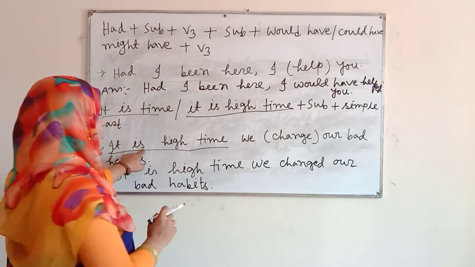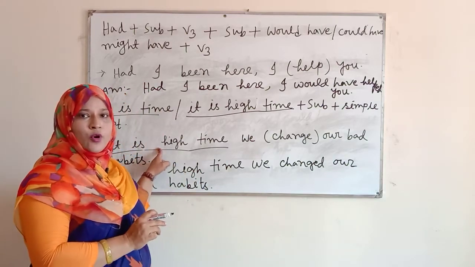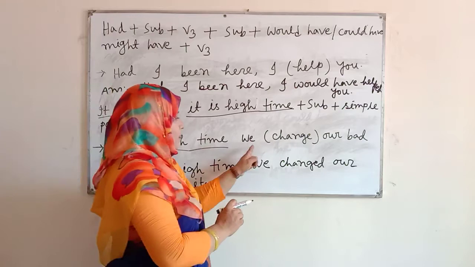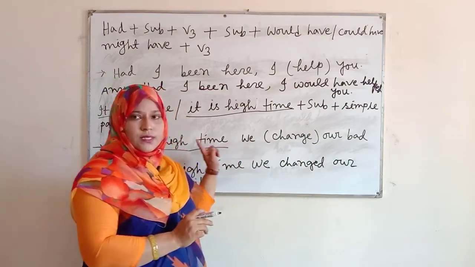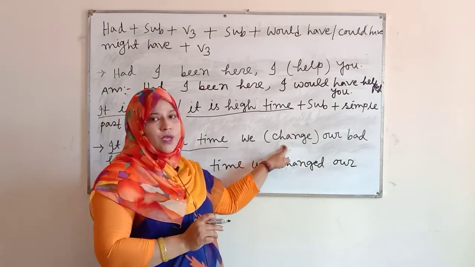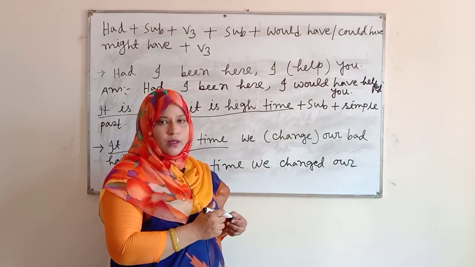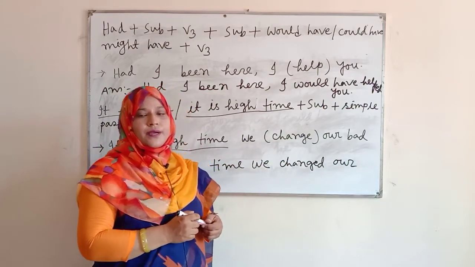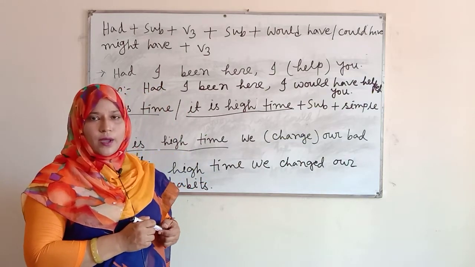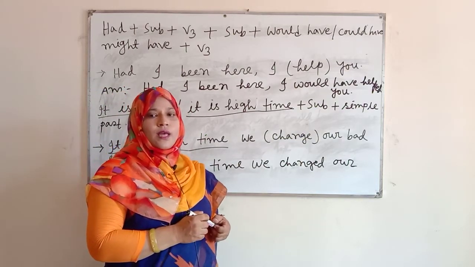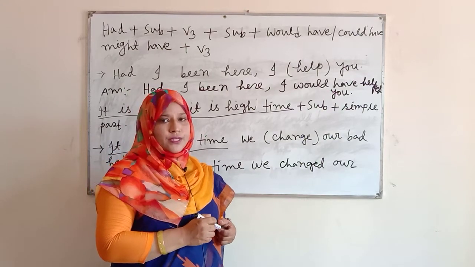যদিও এখানে কি আছে? It is time or it is high time, then we will use is থাকার পরেও আমরা এখানে কি করব? Subject plus verb 2 plus object, that means simple past. Dear learners, I hope that you have understood the rules. Now we will go for our next rule.